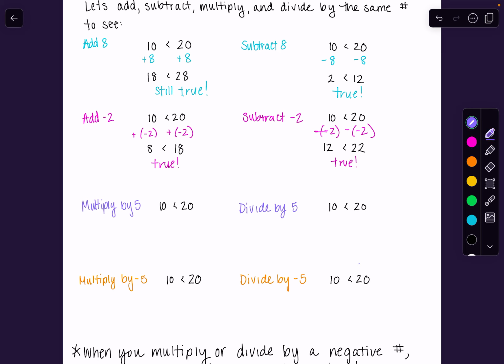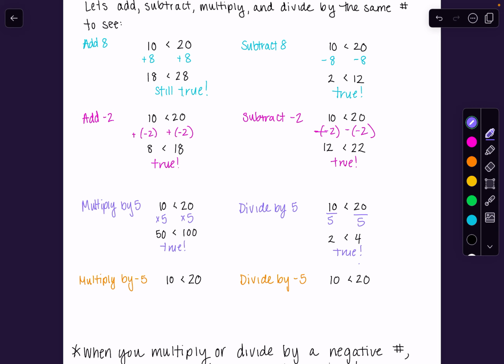Now let's try multiplication and division. Starting with the same statement, let's multiply and divide both sides by 5. 10 times 5 will give us 50. 20 times 5 will give us 100. And indeed, this is still going to be true. If I divide both sides by 5, 10 divided by 5 is 2. 20 divided by 5 is 4. Still going to be true. So adding, subtracting, multiplying, dividing, so far hasn't seemed like it's done anything different.